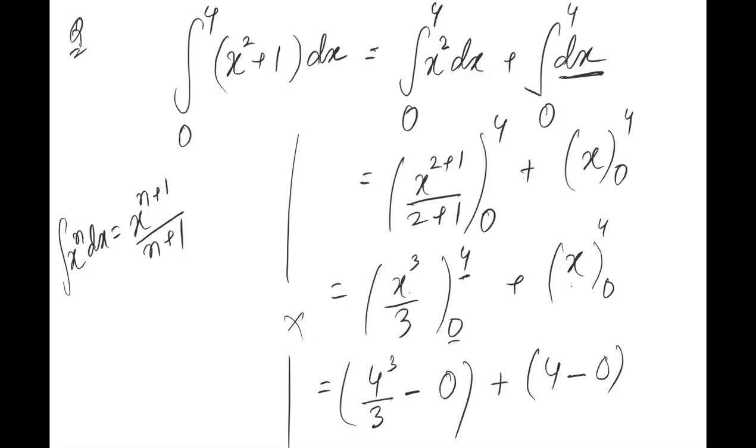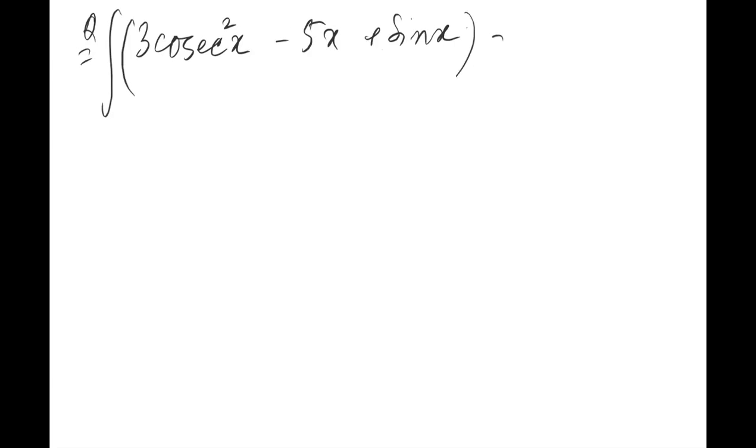Don't worry about formulas. The question is simply this: 3 cosec square x minus 5x plus sin x. You have to integrate this quantity, right? If you want to integrate this, you will put an integral and you will write dx because you have to integrate this quantity. Is it clear to all?